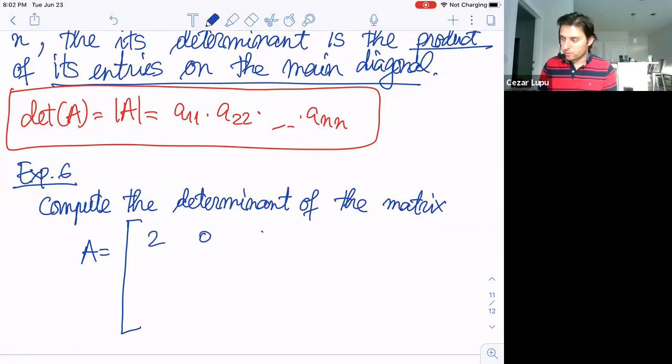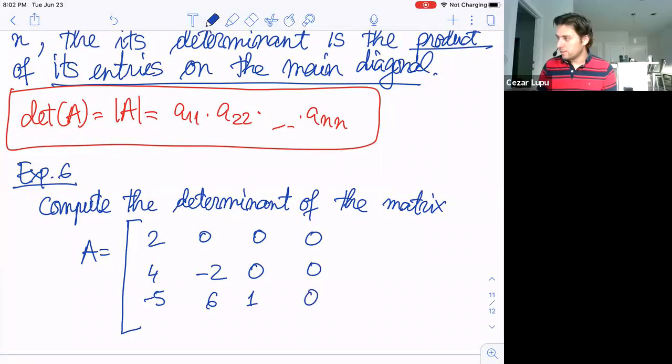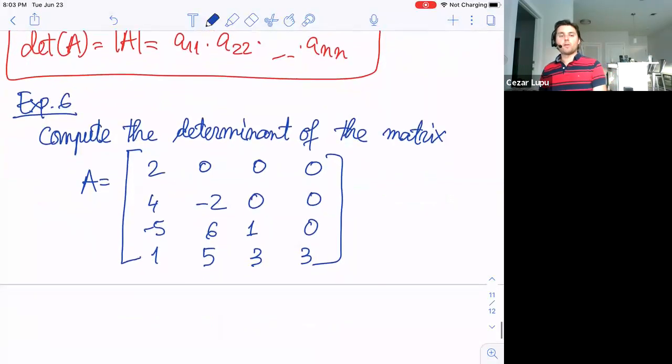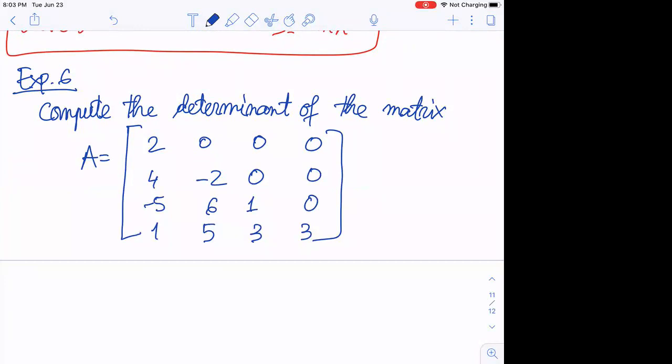2, 0, 0, 0, 4, negative 2, 0, 0, negative 5, 6, 1, 0, and the last row 1, 5, 3, and 3. Okay, now I want you to look at this and to tell me what kind of matrix is this when you look at it.